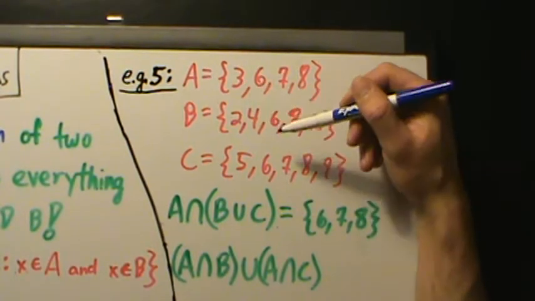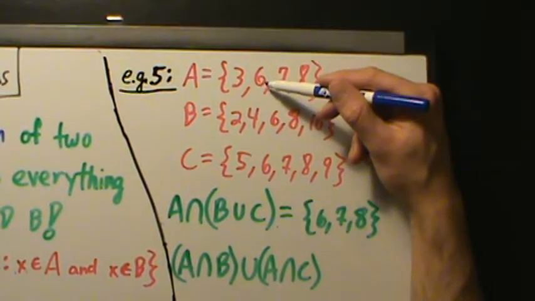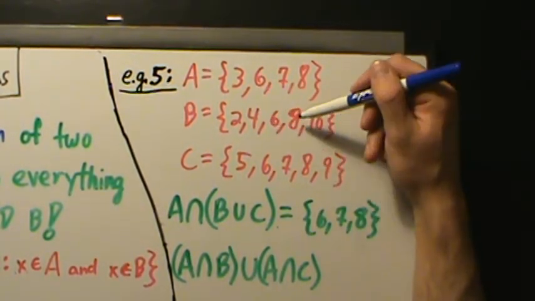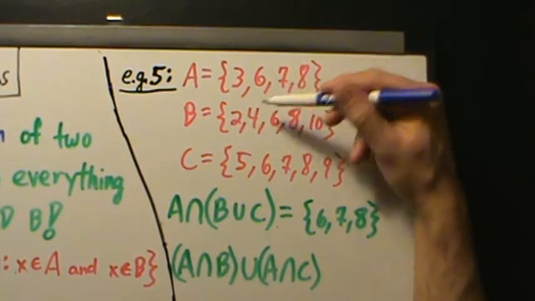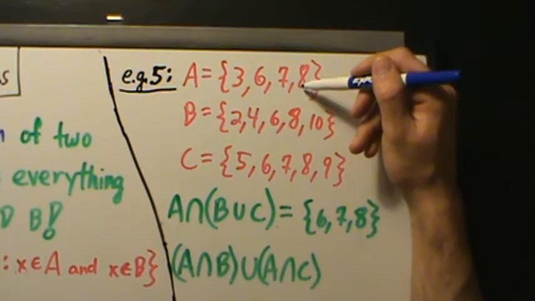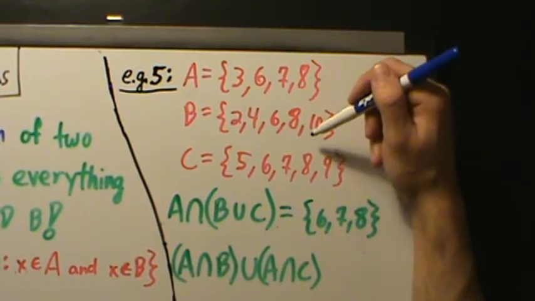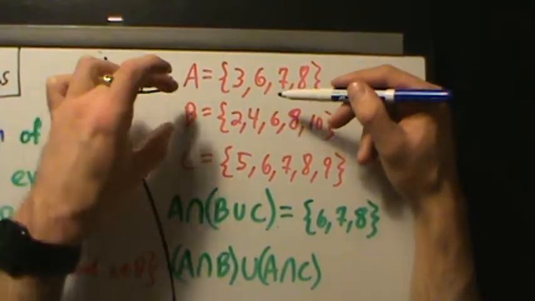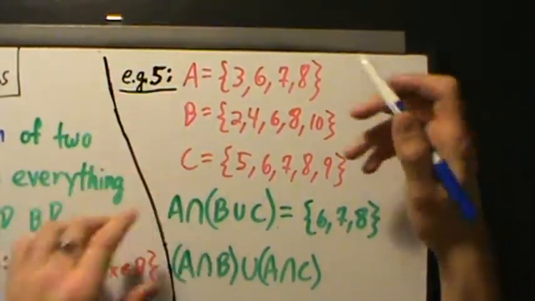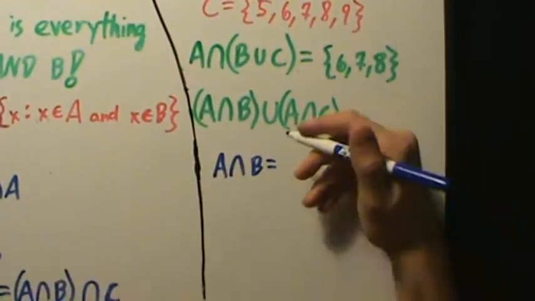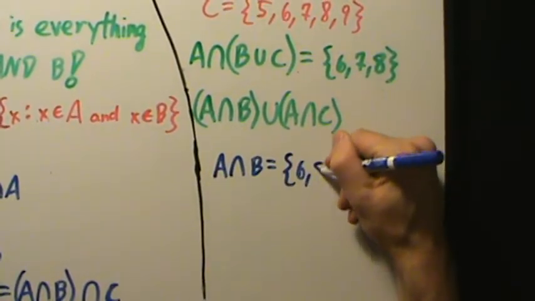3 is in A, does not appear in B. 6 is in A, does appear in B. 7 is in A, does not appear in B. 8 is in A and does appear in B. Okay, so the only things that A and B have in common are 6 and 8, right? So the intersection of A and B is the set containing 6 and 8.